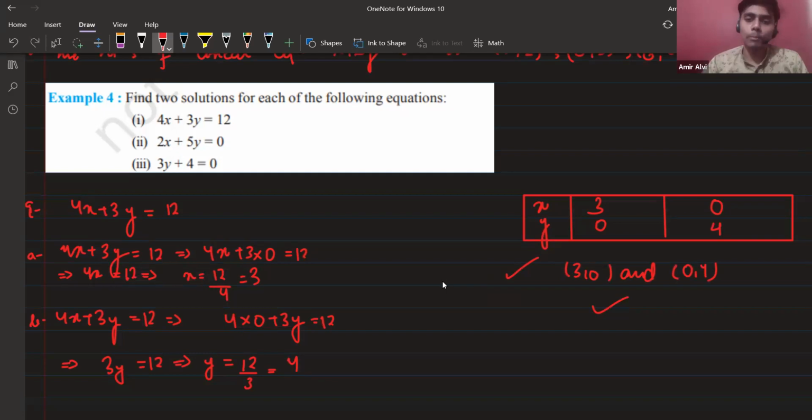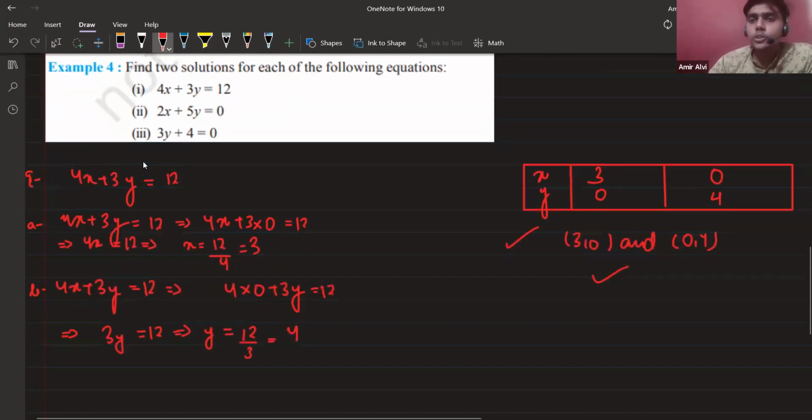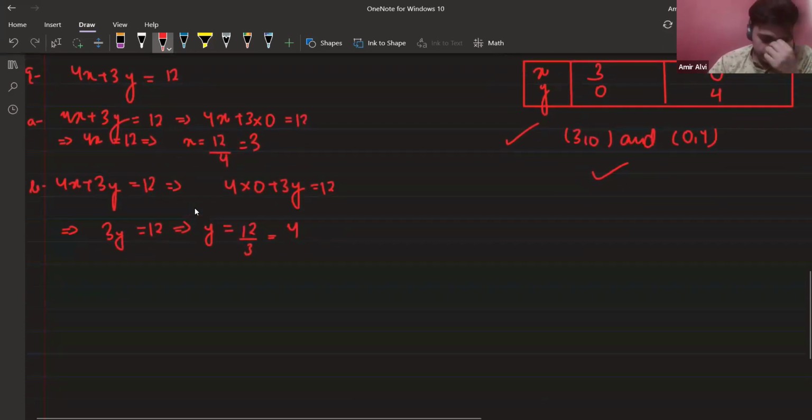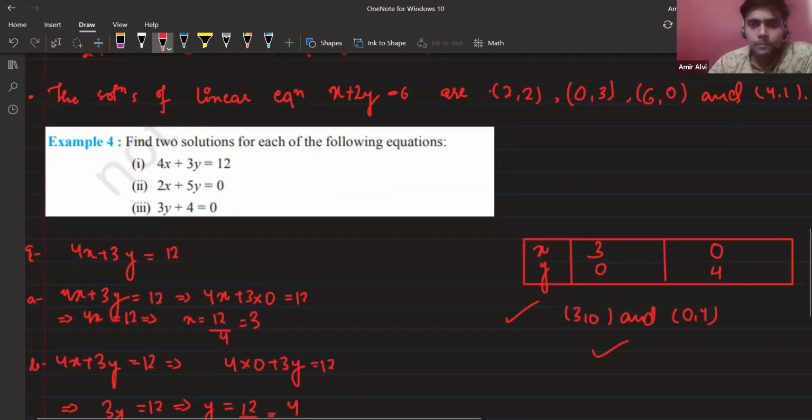Solve the proper question. Solve the second question and the third question. Okay. I can't see the question. Just a second. Is that clear now? Yes.